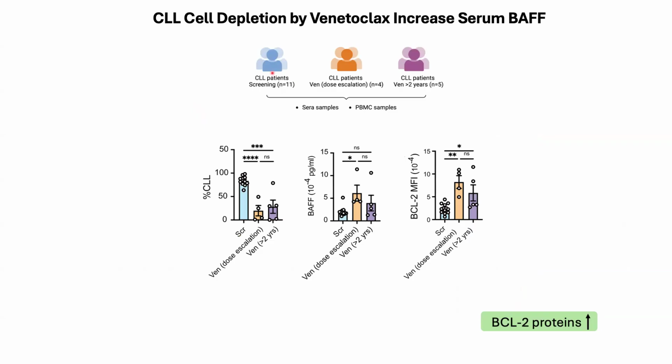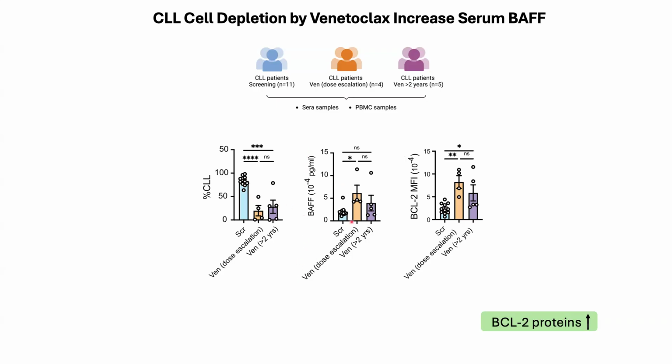And so here, instead of a paired approach, we have pools of CLL patients at screening in blue, those patients receiving the venetoclax dose escalation, so the early phases of venetoclax treatment, and then a bunch of CLL patients that have been on venetoclax long-term to control their CLL, so beyond 2 years, shown in purple. What we're plotting here is the percentage of CLL that we could detect in the blood, and you'll appreciate that it decreased markedly by venetoclax in all patient groups.